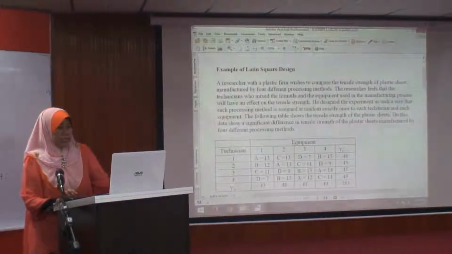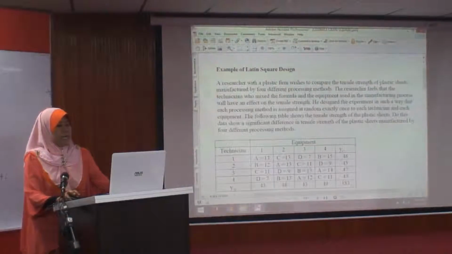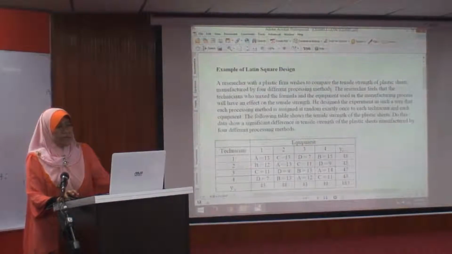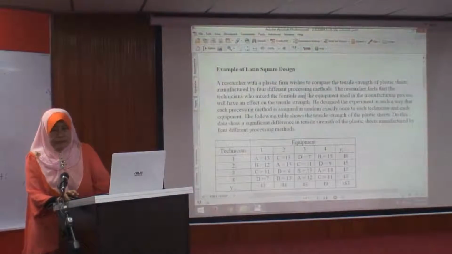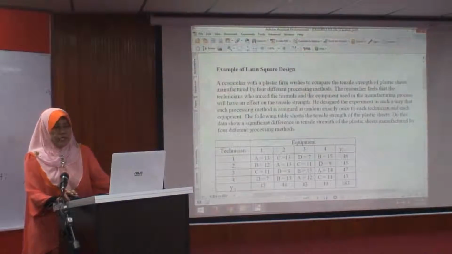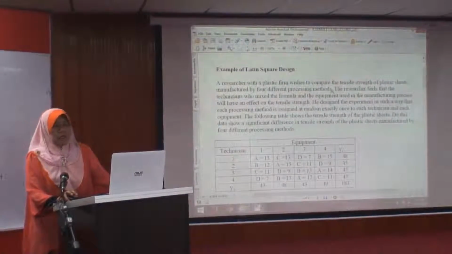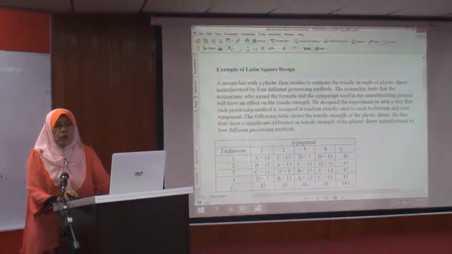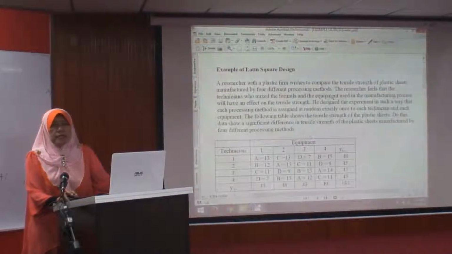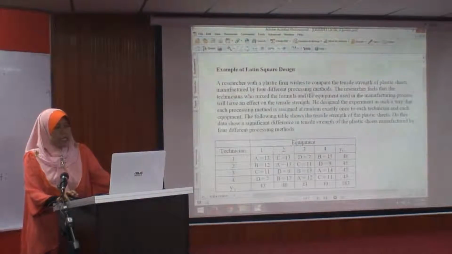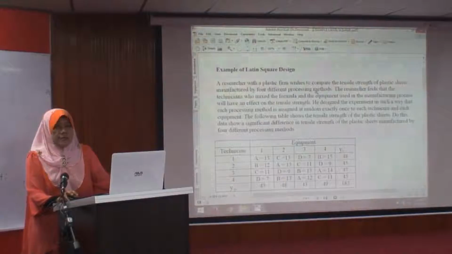So first you look at this example where a researcher with a plastic firm wished to compare the tensile strength of plastic sheets manufactured by 4 different processing methods. From this example, first you look at the example and try to identify which are the treatment. I already mentioned that the effect that you want to see on the response variable, or what you want to compare, will be the treatment. So in this situation, we can see that the 4 different processing methods will be the treatment.